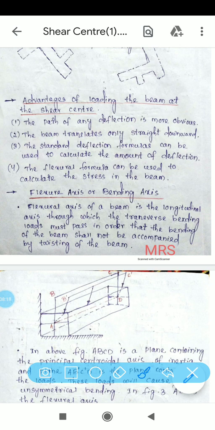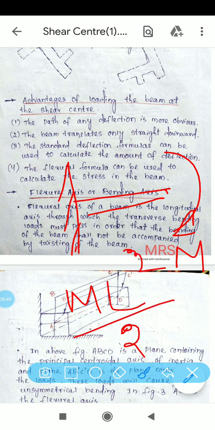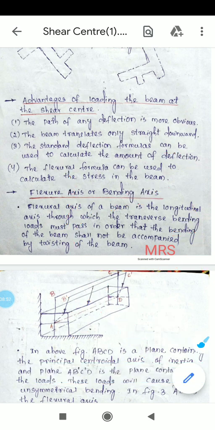The standard deflection formula can be used to calculate the amount of deflection. So the standard deflection formula for a cantilever with a bending moment acting. For example, you take this cantilever beam, and here a moment is acting. In this case, the deflection is ML square divided by 2EI. This is your deflection.